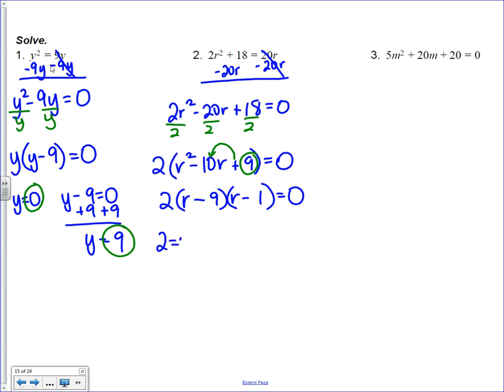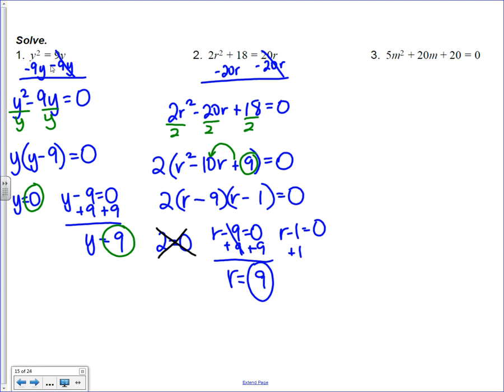Now let me show you something. What happens here? Is there a variable to isolate in this factor? Does 2 equal 0? Does 2 equal 0? It does not. That does not get me an answer because there's no variable with it. Now these other 2 are hopefully very easy for you to solve. How do I solve the next one? Add the 9. So r is 9. Is that okay? How do I do the next one? And r is 1.